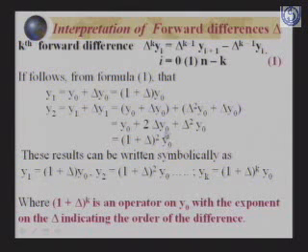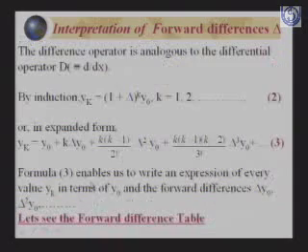That means if you know the initial value, then by simply applying this formula, you can have the value of the kth forward difference. And this is also mentioned over here, that (1 + Δ)^k is an operator on y0 with the exponent on the delta indicating the order of the difference. So k is the order of difference.